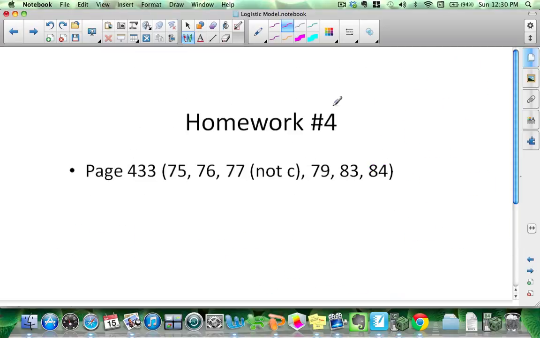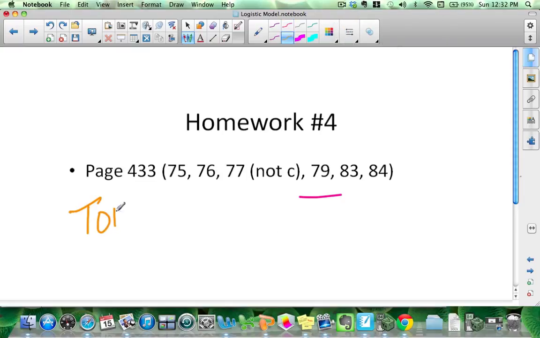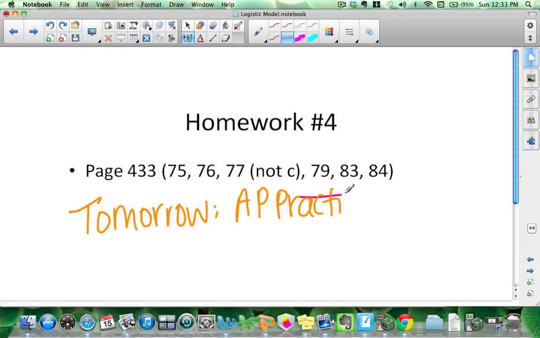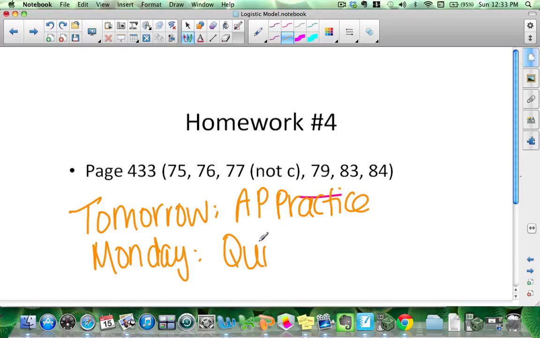That is it. So here is homework assignment number 4. You're not doing part C on 77, but you are doing the rest of these, and we will go over these in class tomorrow. Also, guys, just so you know, tomorrow we're going to do some extra practice with this from some old AP questions. And on Monday, you're going to have a quiz on the logistic model, okay? You're going to do AP practice tomorrow, and on Monday you're going to have a quiz.